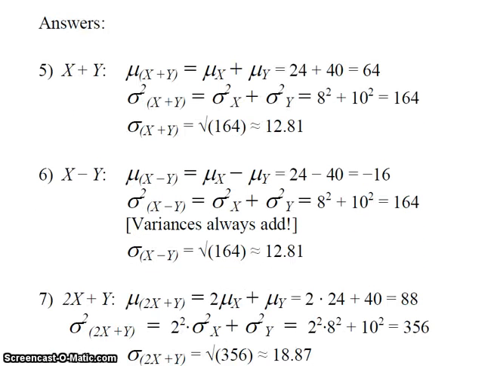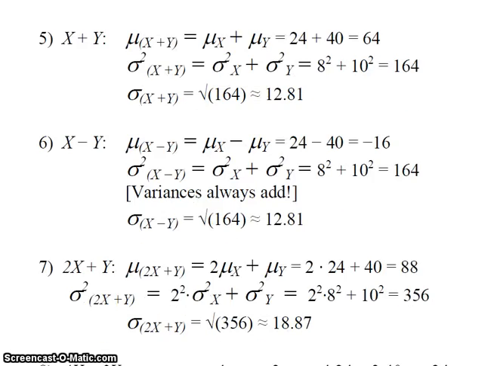On the second one, where we take the difference in x and y, the mean of the difference is the difference of the means. 24 minus 40 is negative 16. The variance of the difference is the sum of the individual variances, and that again is 164, because variances always add, and then the standard deviation again is 12.81.